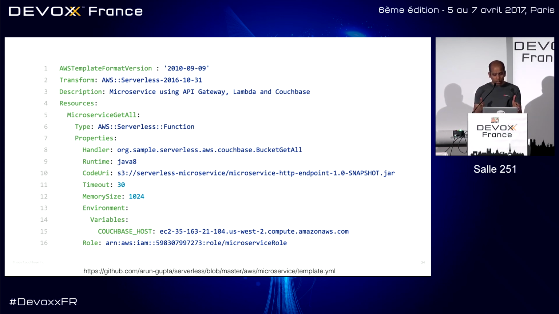So here is my simple microservice, essentially defined using the Serverless Application Model. If I look at it, on line 1, essentially what I'm saying is this is my template version. This is the CloudFormation template version. Then I'm saying, okay, this is my Serverless Application Model. This was introduced on October 31st. So that's the namespace that I'm using for the transform. Description is my own. And in this case, I'm defining my different resources. What are the resources that are going to be used as part of this Serverless Application Model?